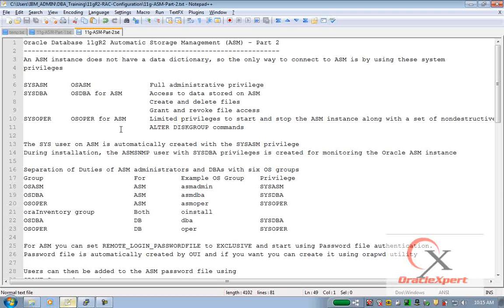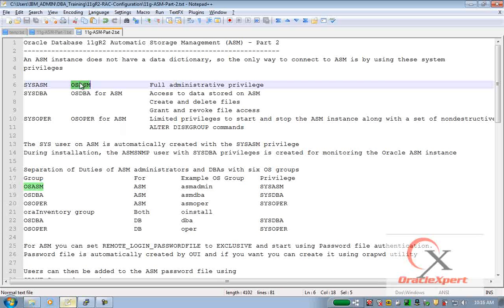All the users that you create in a database are database authenticated, which means the user and the encrypted passwords are stored in the database in the SYSTEM tablespace in some table, let's say USER$. But in case of an ASM environment, since it does not have a database of its own, neither does it have its own data dictionary, so the only way you can use is to have special privileges. And those special privileges in case of ASM are SYSASM.